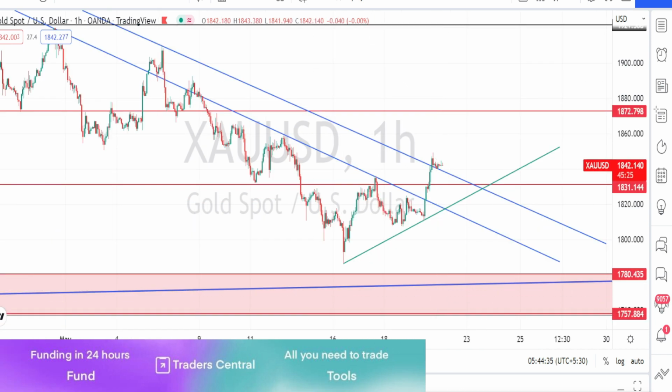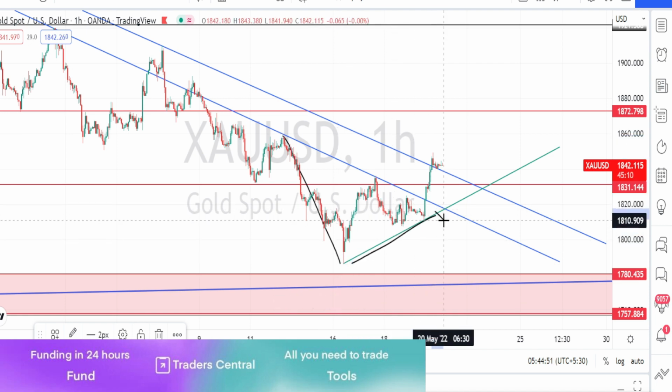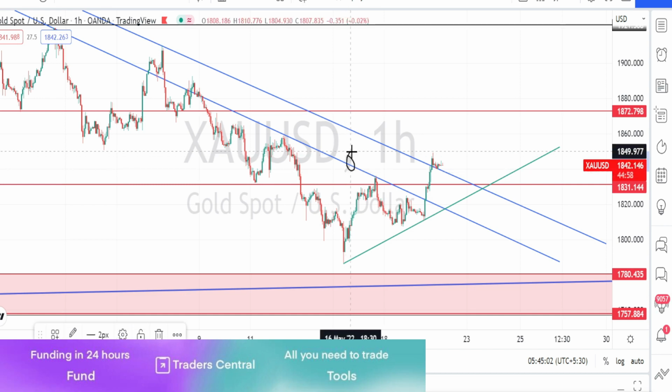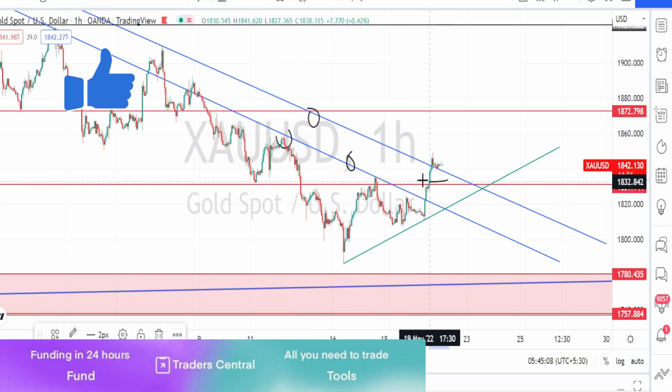I'm in hourly time frame now. When we look at the price action in hourly time frame, it was in a very nice downtrend and it has taken support around the level of 1786 and bounced back on the bullish trend reversal. It has also broken the first level of resistance and the second level of resistance also. And we are seeing a little bit of consolidation happening over here.